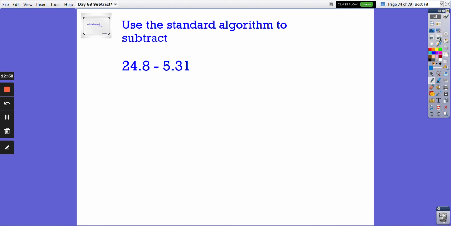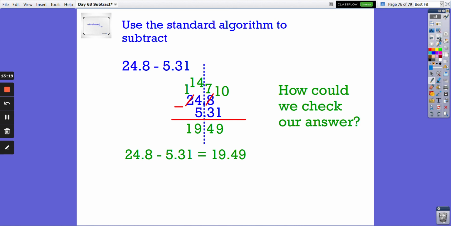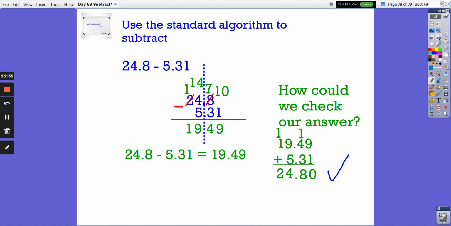Go ahead and on your whiteboard, don't forget to line up your decimal. Use the standard algorithm to subtract 24 and 8 tenths minus 5 and 31 hundredths. Pause the video. Here we go. Our final answer is 19 and 49 hundredths. How can we check our answer? We could add 19 and 49 hundredths with 5 and 31 hundredths and hope to get 24 and 8 tenths. And when we add these two numbers together, we in fact get our desired answer.